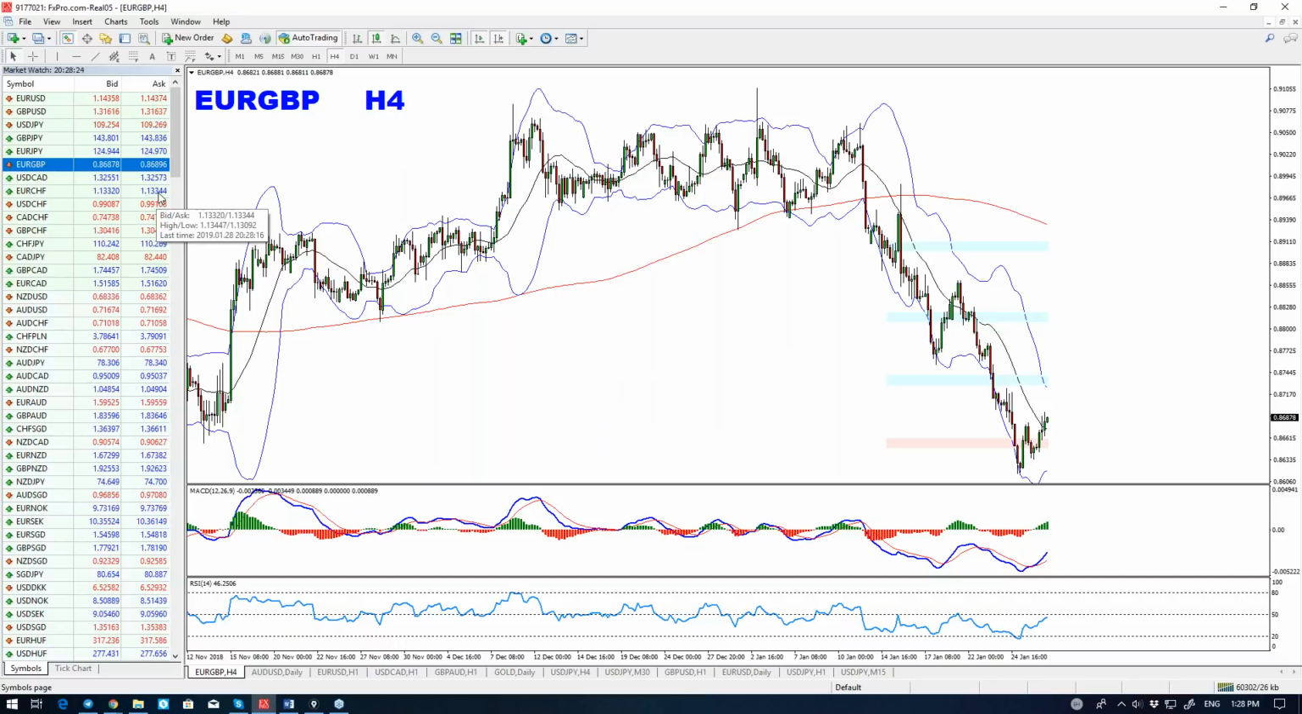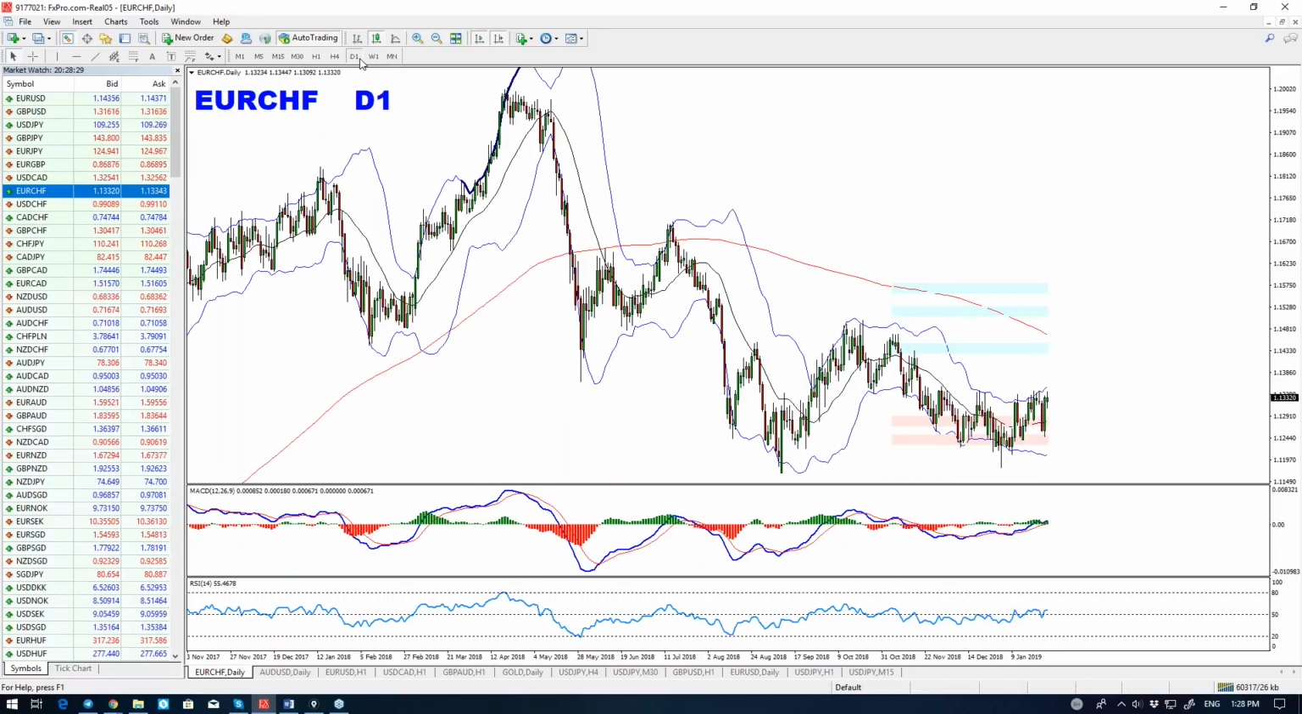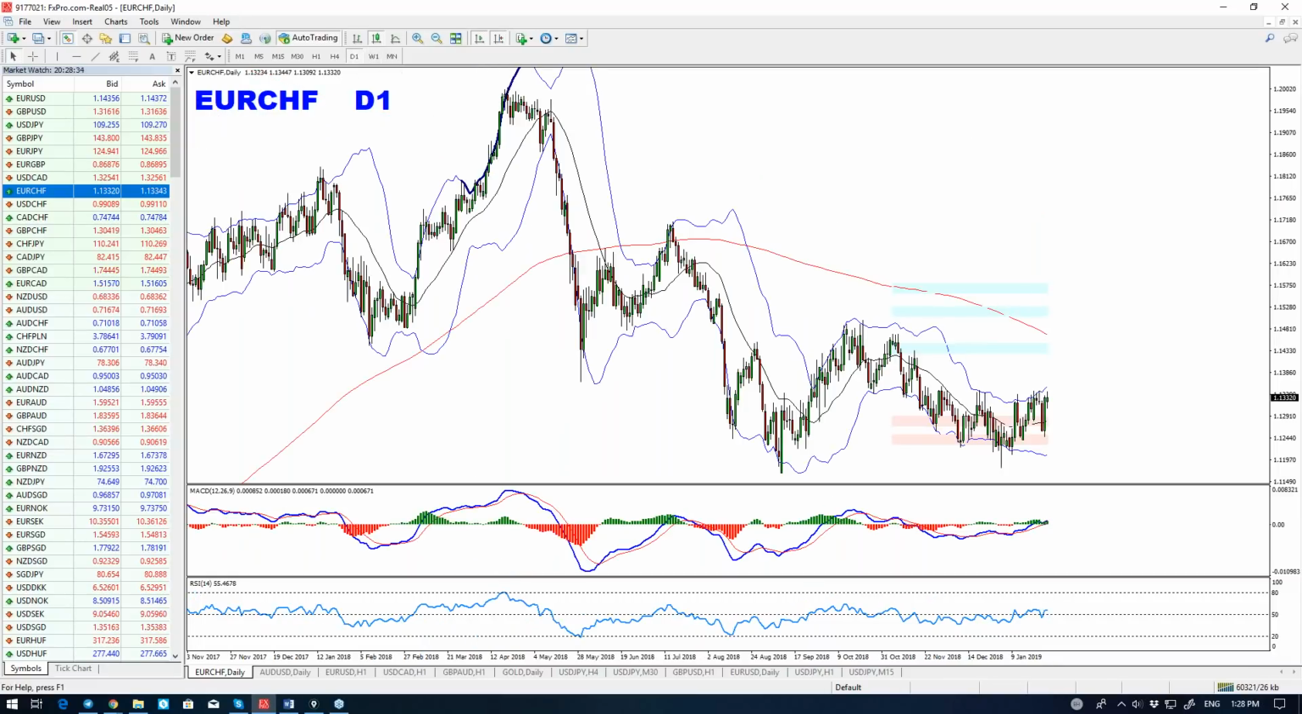Dollar CAD we spoke about. Euro franc for me remains untradeable. I would say even bullish here, to be honest. But the way it develops here with this range makes me stay neutral. So I skip this one, guys. Not clear to me, sorry.